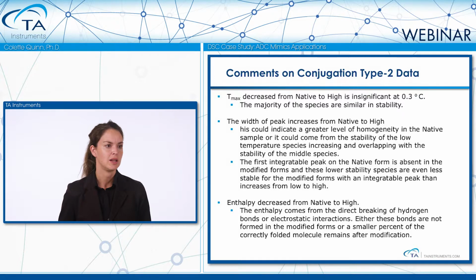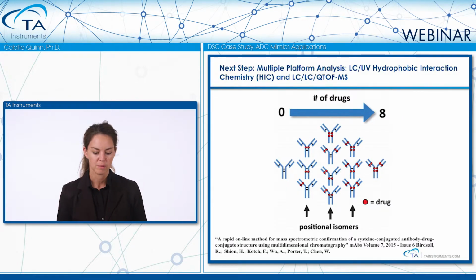native to high, and this could indicate a greater level of homogeneity in the native sample, or it could come from stability of the low temperature species increasing and overlapping with the stability of the middle species. The first integratable peak of the native form is absent in the later modified forms, and all of these start to fall under the one unfolding event. And then the enthalpy decreased from native to high, with the idea possibly of denaturation occurring as the drug was added to the antibody. So the one question is, where do you go from here?